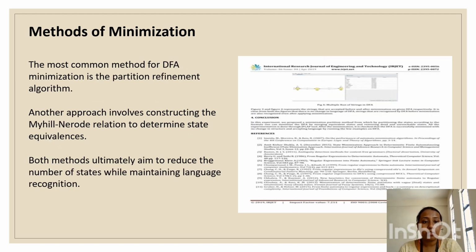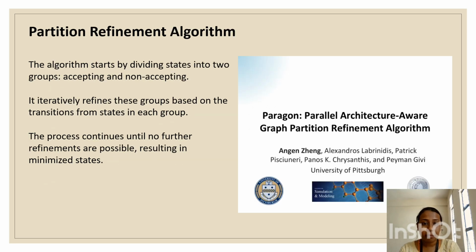The next one is methods of minimization. The most common method of DFA minimization is partition refinement algorithms. Another approach involves constructing the Myhill-Nerode relation to determine each state's equivalence. Both methods ultimately aim to reduce the number of states while maintaining the language recognition. Partition refinement algorithm is one of the algorithms for DFA minimization. The algorithm starts by dividing the states into two groups, accepting and non-accepting. It iteratively refines these groups based on the transitions of the states in each group. The process continues until no further refinements are possible, resulting in minimized states.